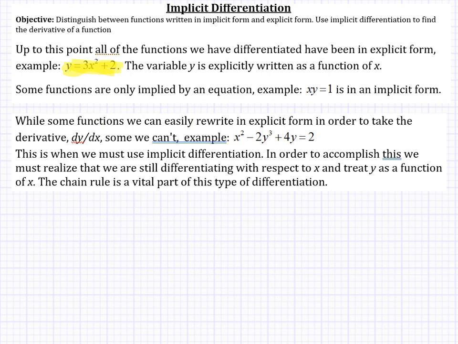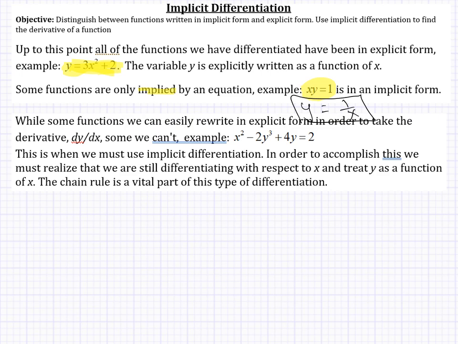Some functions are implied, and they're written in implicit form. In this case, x times y equals 1. That's an implicit equation. That's not a y equals equation. Now we can easily get it into y equals form. I could just write this as y equals 1 over x. In that case, now we can put it in explicit form. But sometimes it's not that simple.